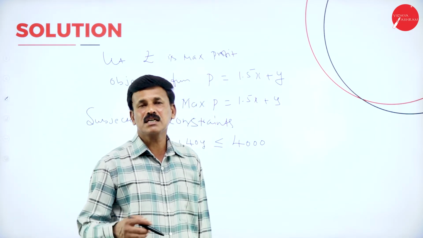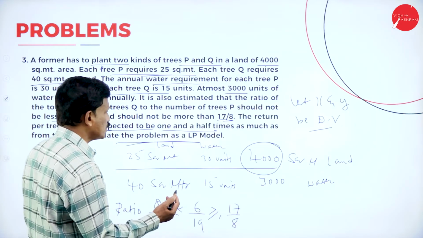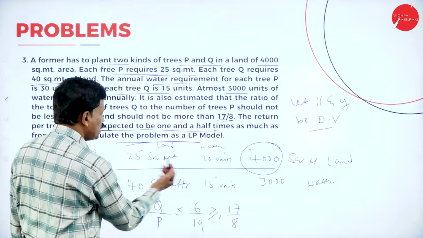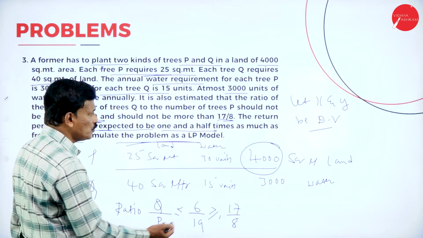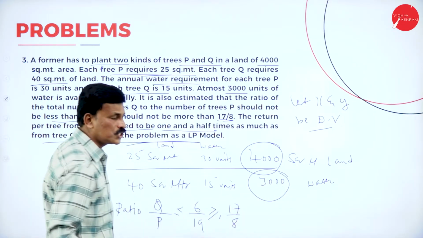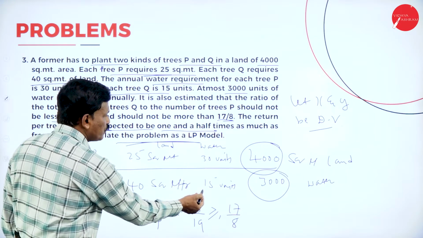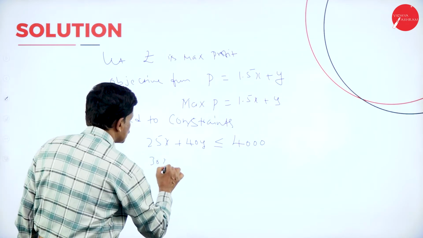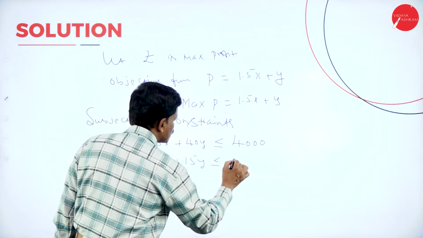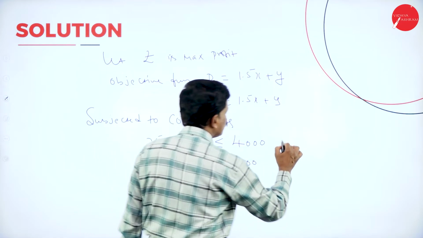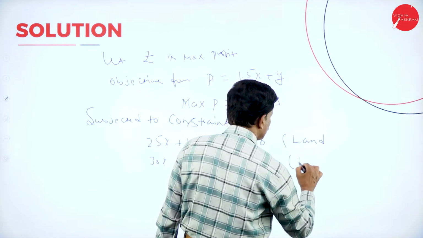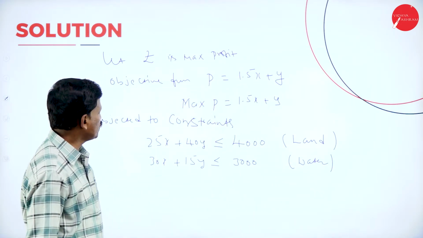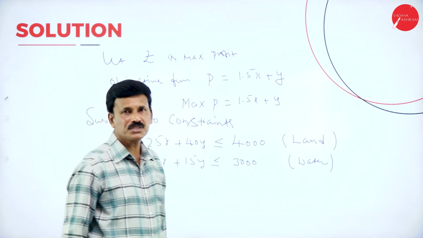The next condition, after land, is the water resources. Water resources are 30 units of water for P and 15 units of water for Q, and the maximum availability is 3000. So 30x plus 15y is less than or equal to 3000. This one is for the water resources, and the previous one is for the land.